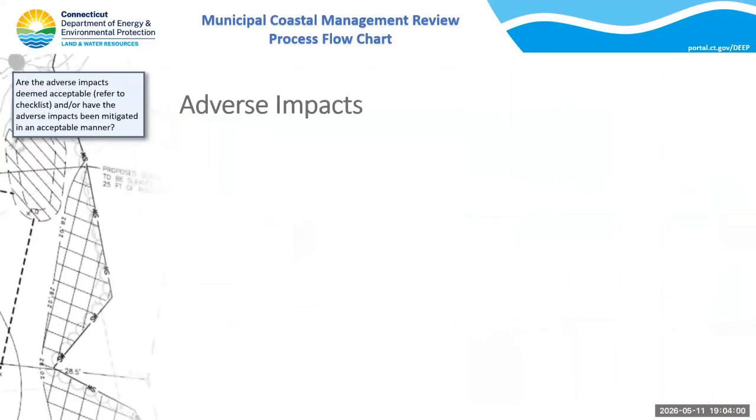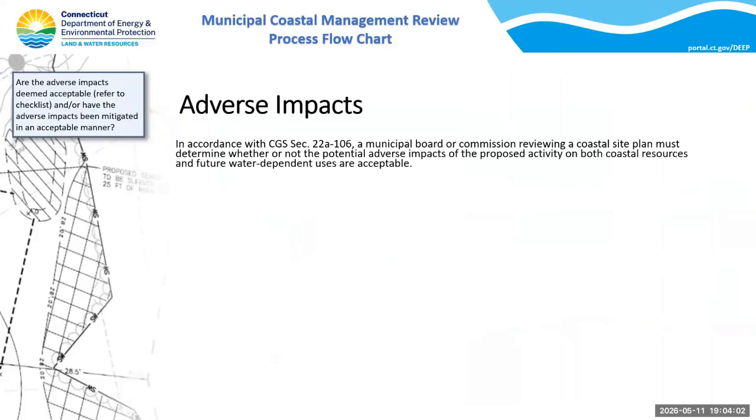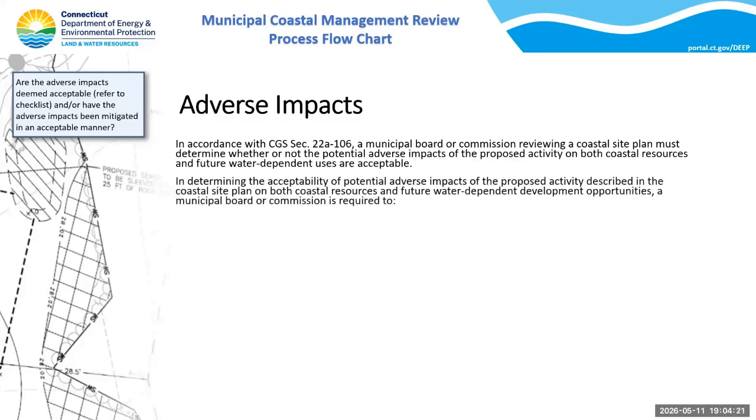The CCMA also outlines the municipal board or commission's responsibility in reviewing a coastal site plan to determine whether or not potential adverse impacts that have been discovered in its review are allowable and acceptable, or if they have a negative impact on coastal resources or future water dependent uses.